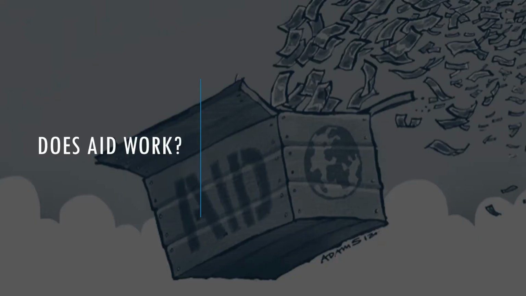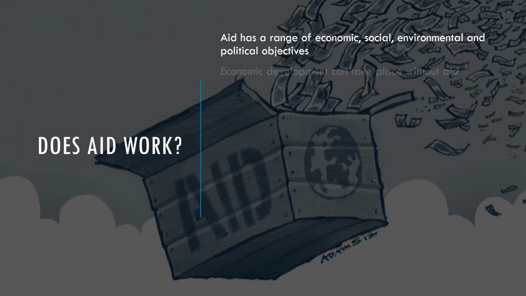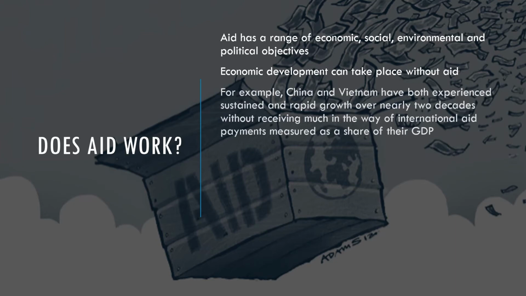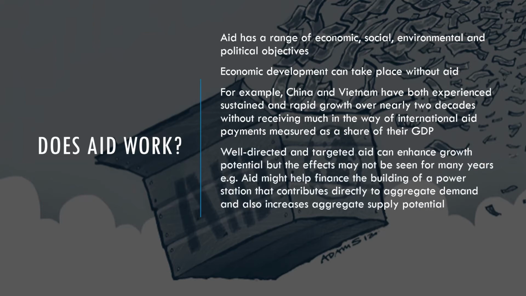So overall, does aid really work? Well, aid can be quite a broad term here. There's quite a wide range of economic, social, environmental, and political objectives that it might have. And we've seen many examples of economic development taking place without aid, where we look at China and Vietnam, for example. They both sustained significant growth without receiving much in the way of aid. Having said that, well-directed and targeted aid can enhance growth potential, but again, it's maybe hard to see the effects in the short term.